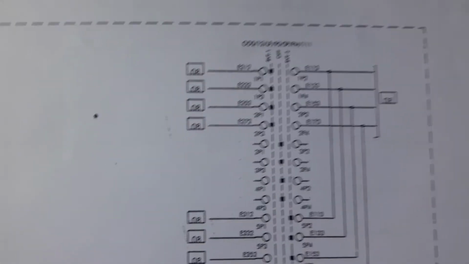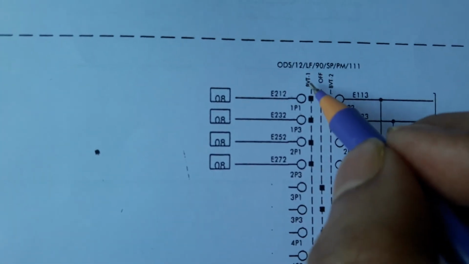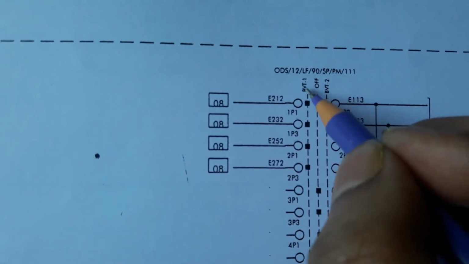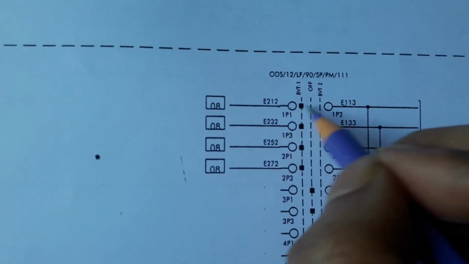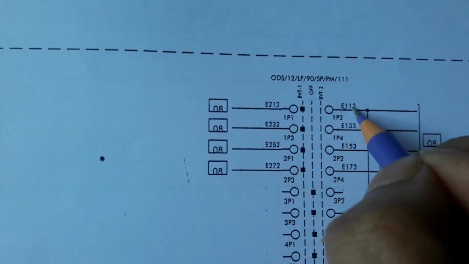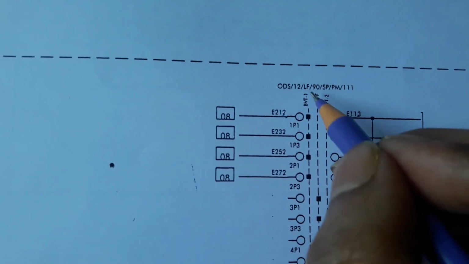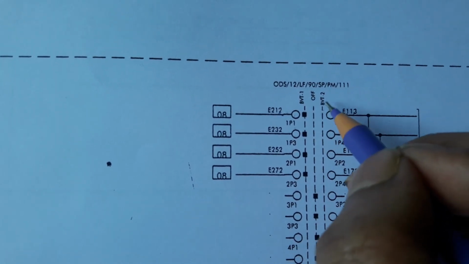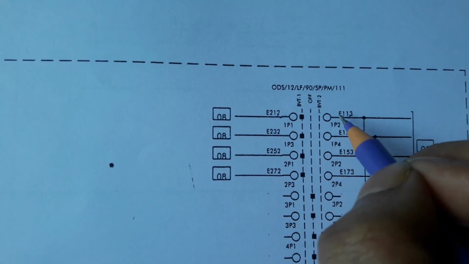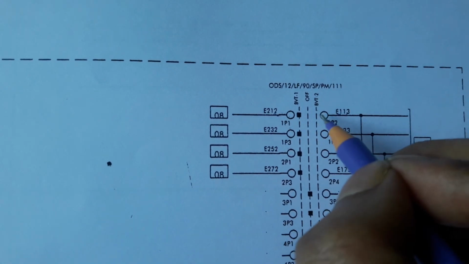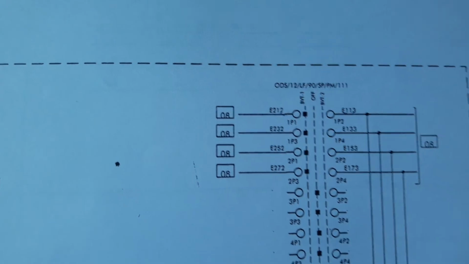Here is another example. This is a PT selection switch. If this switch is kept in the BVT1 position, then this contact will make and these 2 wires will get shorted. If this same switch is kept in the BVT2 position, then these 2 wires will not be connected because this contact is no longer in make condition.